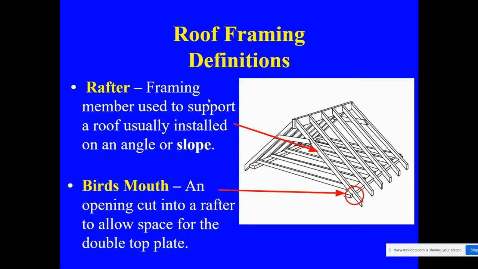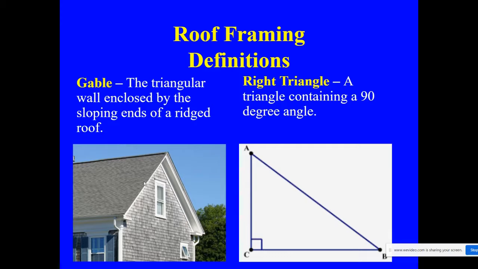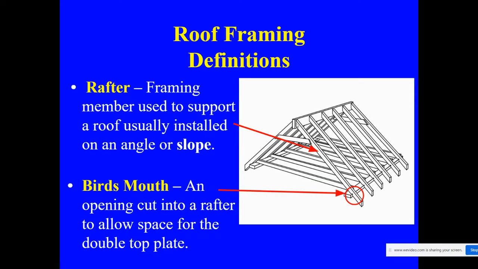All right, a rafter. This is kind of like the underneath of this roof here. This is kind of what you would see. This is the framing, the supports. So this angled board here, this framing member installed at a slope or an angle, this is a rafter. And then down here where it connects to the top plate, you see a little notch out right there. That's called a bird's mouth. It's an opening cut into the rafter to allow space for the double top plate. That's the second top plate that we don't do in class. They do on the job site when they're actually putting it there.